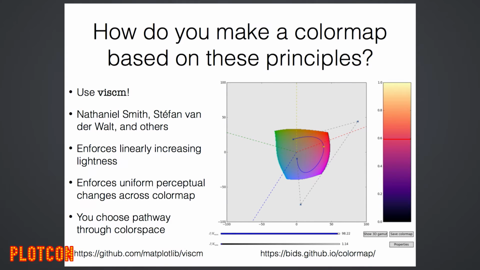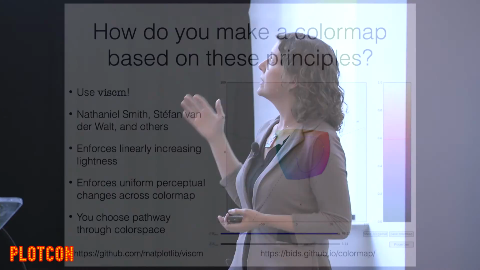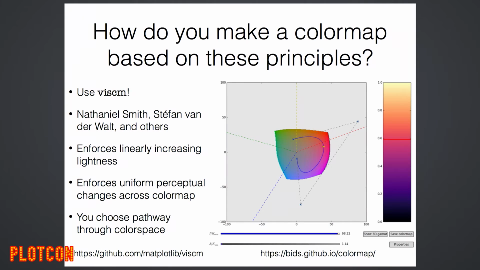Okay, so how do you make these color maps? VizCM, Nathaniel Smith and Stefan van der Walt, as well as now others, have made this tool. And this makes it so anybody can go make their own color map in Python pretty easily. This enforces linearly increasing lightness over whatever range you set. And it enforces uniform perceptual changes across the color map. And then you choose what colors you go through in space. You can see more information up there.